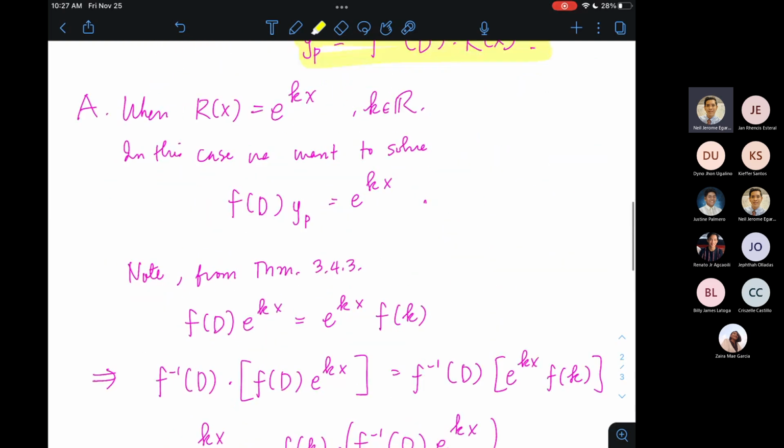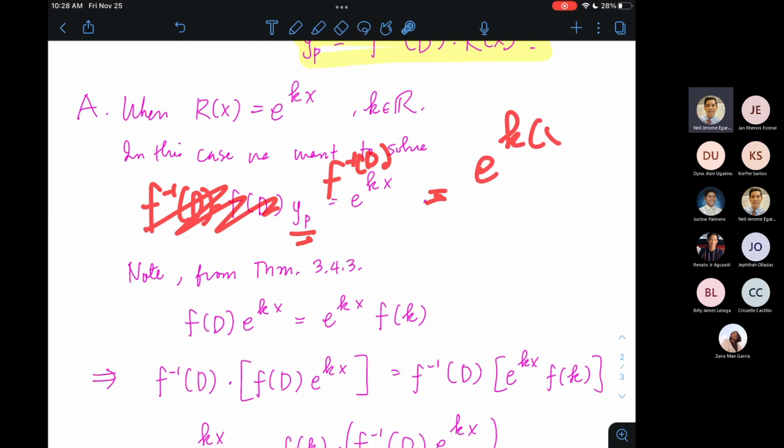Because when the right-hand side is e to the kx, I can now apply f inverse of D to both sides, right? So the f inverse will cancel, and we're going to get y sub p on the left side. Then the right side would be f inverse of D applied to e to the kx. Now, if f of k is not equal to 0, then this is just e to the kx all over f of k. That's simple. Okay. Does that process make sense to you guys?